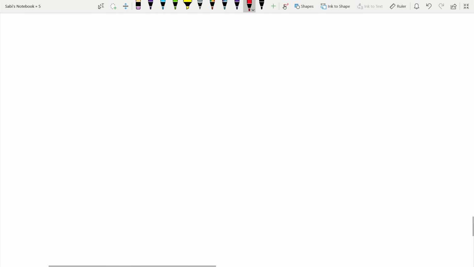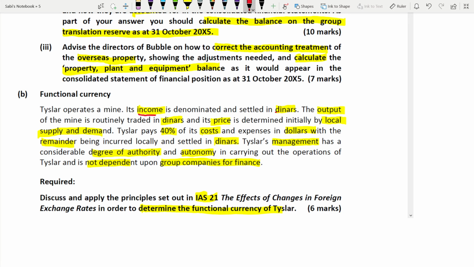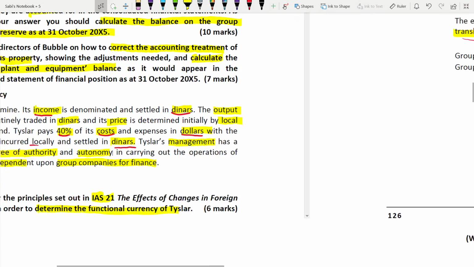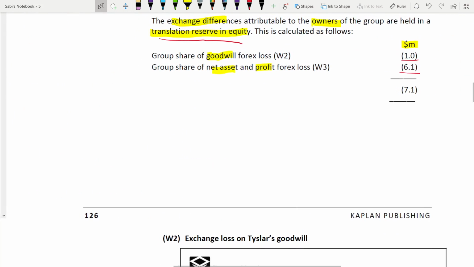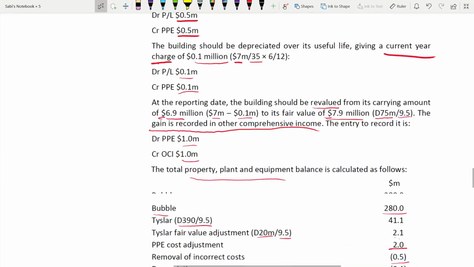Okay, let me take you again. See the last, you see income in dinar. But if you see the cost, 40% of costs are expenses in dollar, with the remainder being incurred and settled in dinar. Some of you might question that since the majority is in dinar, dinar is 60%. No, the percentage does not matter so much, because it has both, 40 and 60. That's why it should not be the functional currency just because dinar is 60%. So using cost, you cannot decide.